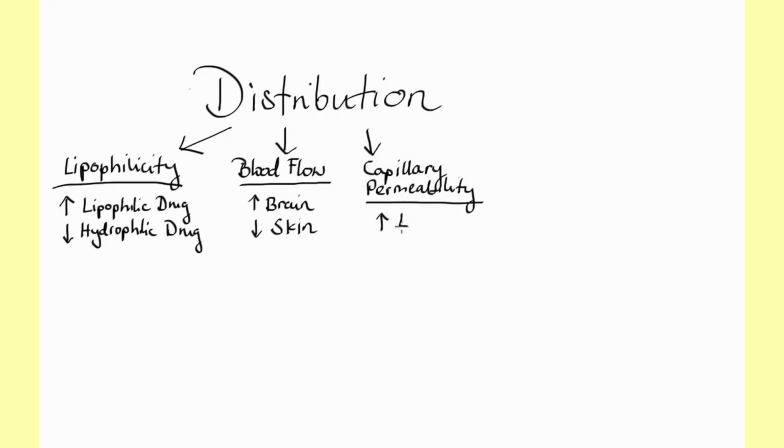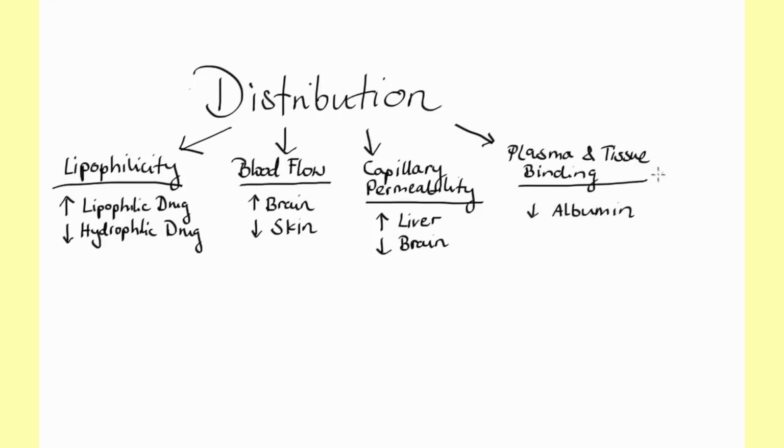For instance, capillaries in the liver have lots of slit junctions through which large proteins can pass. On the other hand, in the brain, there are no slit junctions at all, so it's more difficult for a drug to pass through. Next, we have binding to plasma proteins and tissues. Due to their chemical properties, some drugs will accumulate in some tissues more than others. Also, many drugs will bind to albumin, which is a major drug-binding protein that will significantly slow the distribution process.